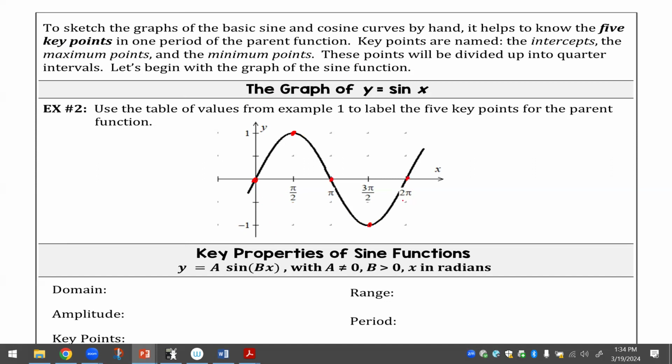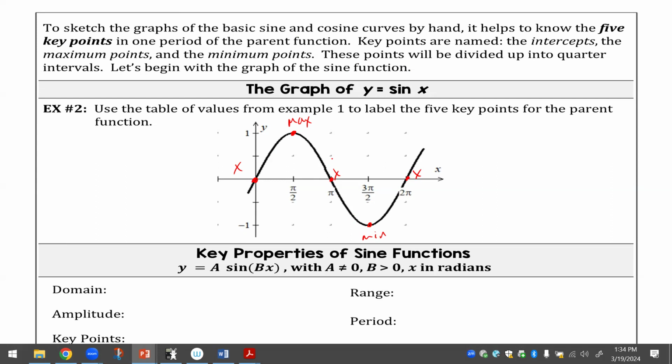I just remembered it as x max, x min, x. I don't know, that's where my brain went. You have to come up with your own rule, your own pattern. You can do intercept, max, intercept, min, intercept. I don't know how else to tell y'all, but those are going to be your key points.